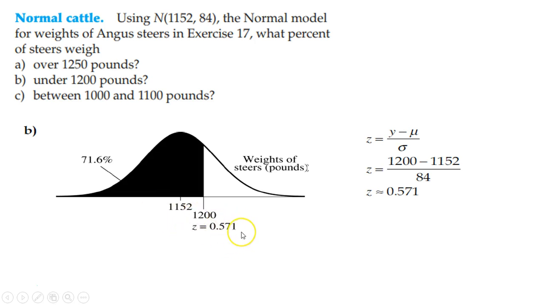Your mean in terms of a z-score then is 0 because we're using the normal model, and your standard deviation is 1, and when you press enter, you end up getting approximately 71.6%, which is what they got.